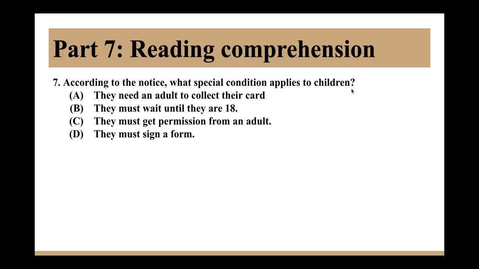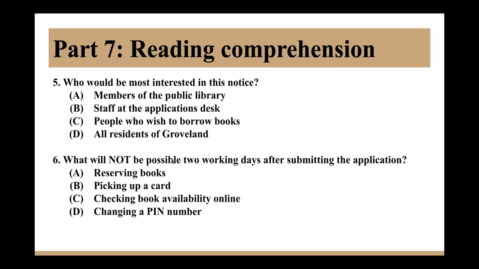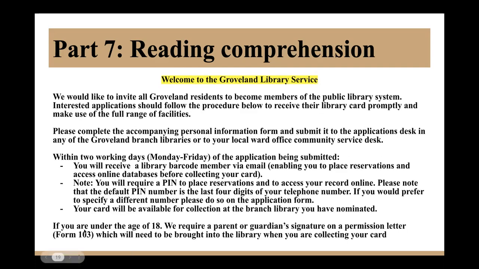Again, look at the question and then try to find the answer. According to the notice, special condition, and student. Try to connect the two words to each other in order to get the main idea here. Okay, all right. Condition for student here, and then we can find the given text here. If you are under the age of 18, we require a parent or guardian signature on the permission. Guardian, parent signature, meaning that they have to get permission from the parent first.